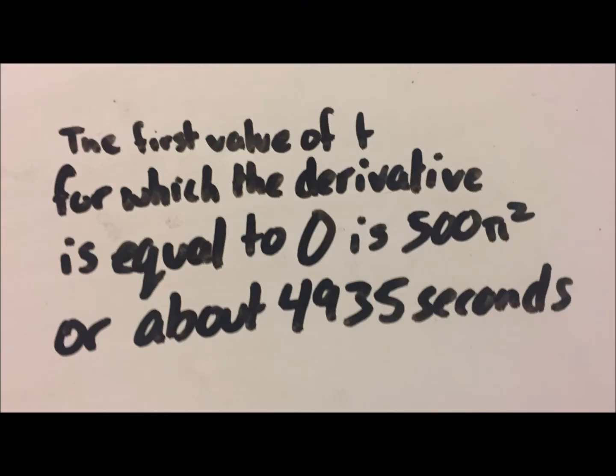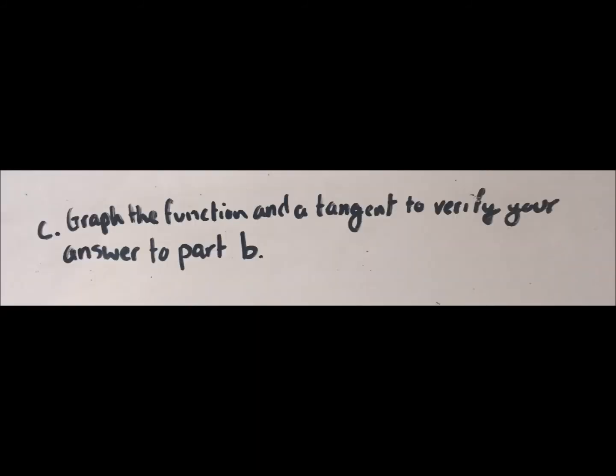A sentence answer will give some context. The first value of t greater than 0, for which the derivative equals 0, is 500 pi squared, or about 4,935 seconds. The last part of the question asks for a graph of the functions and a tangent. This is where I will prove that the previous answer is correct.